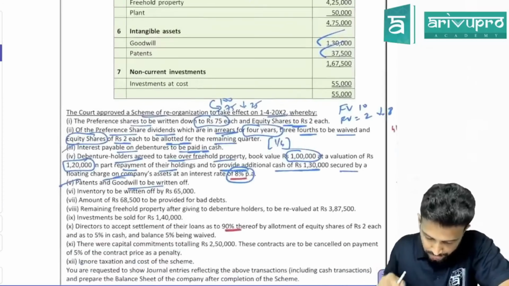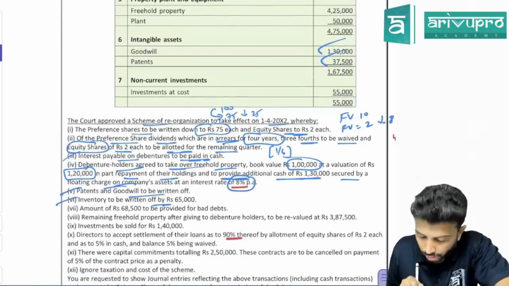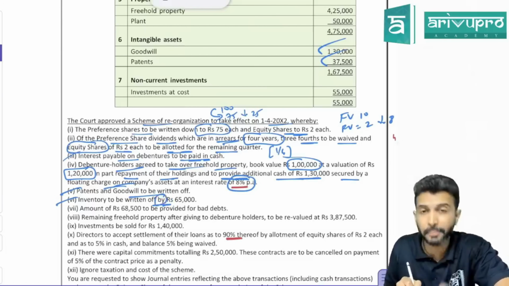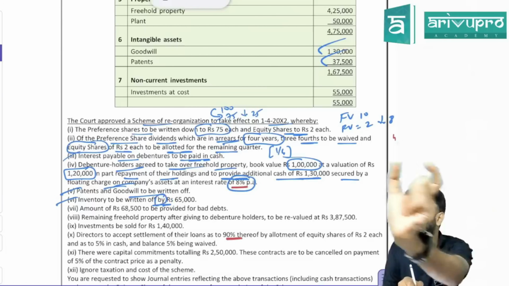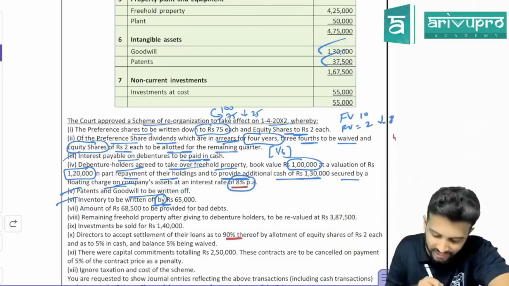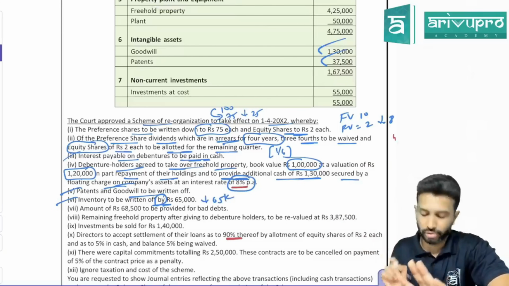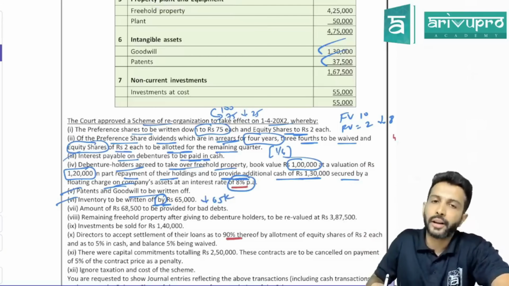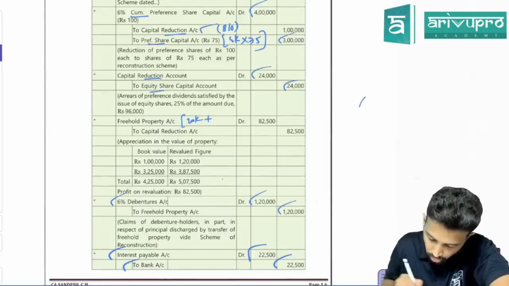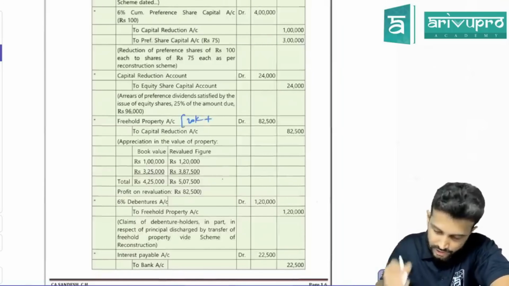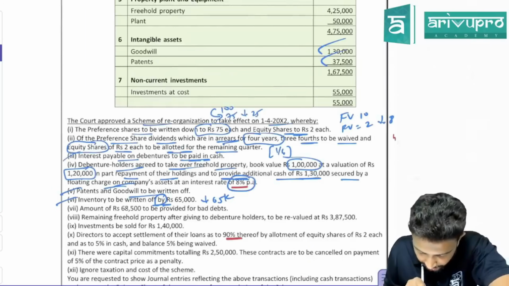Next, what is next? Inventory to be written off. Always in this chapter, concentrate on the words to and by. If they use the word by 65,000, that means its value itself is reduced by 65,000. What is the journal entry to write off inventory? Same. Reconstruction account debit to inventory account. So have they written off inventory by 65,000? Yes.